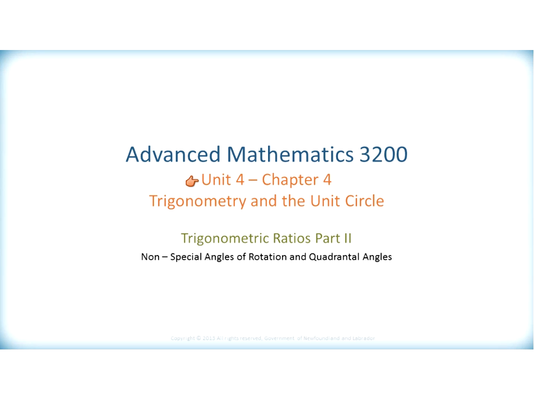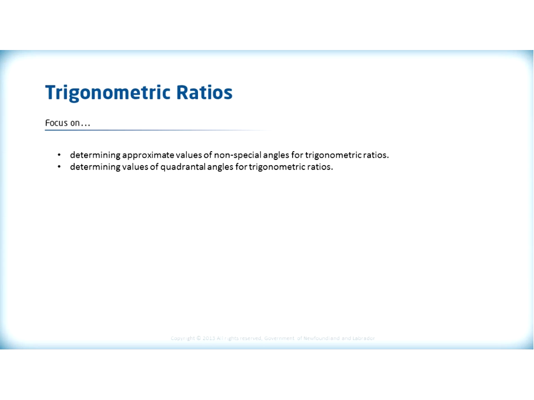Okay, in this session we're going to be having a look at Unit 4, Chapter 4, Trigonometry in a Unit Circle. We're looking at trigonometric ratios, Part 2. We're looking at non-special angles of rotation and quadrantal angles. We're going to be focusing on determining approximate values for non-special angles for trigonometric ratios and determining values of quadrantal angles for trigonometric ratios.